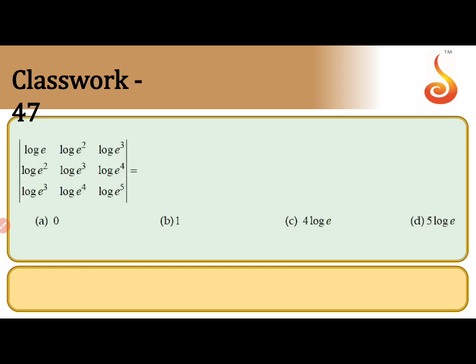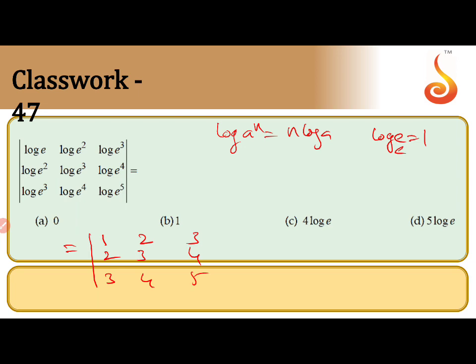So next question, the determinant with log e, log e square, log e cube and so on. Now we can simplify. The property is log a power n equals n log a, and the value of log e with base e is 1. So we have to remember this. Log e is 1, 2 log e means 2, 3 log e means 3. So the rows become 1, 2, 3; 2, 3, 4; 3, 4, 5.